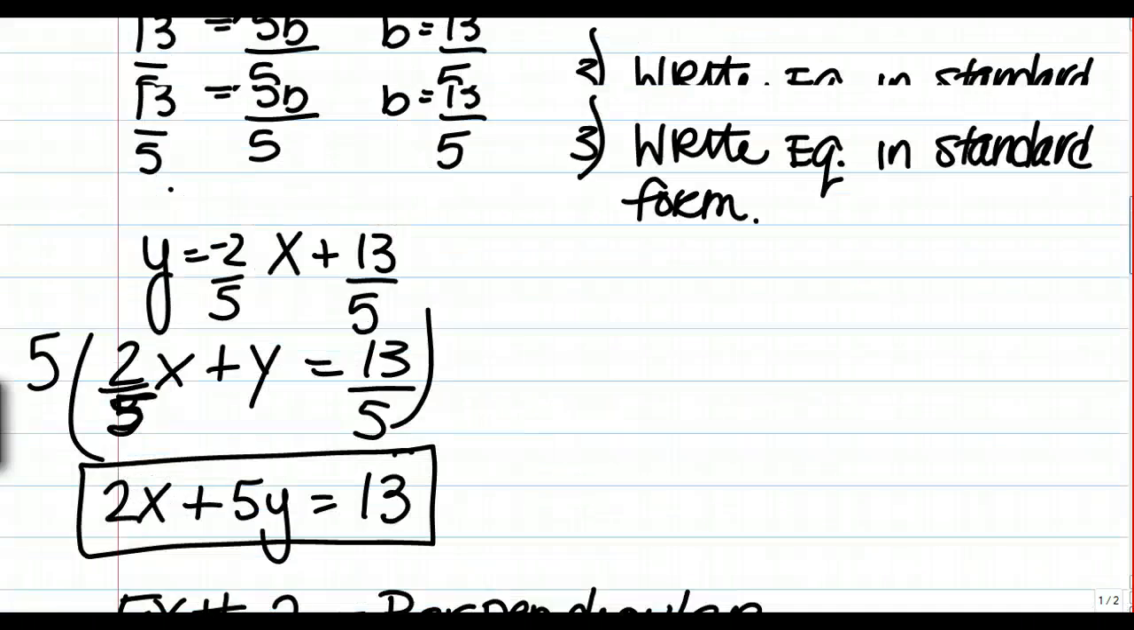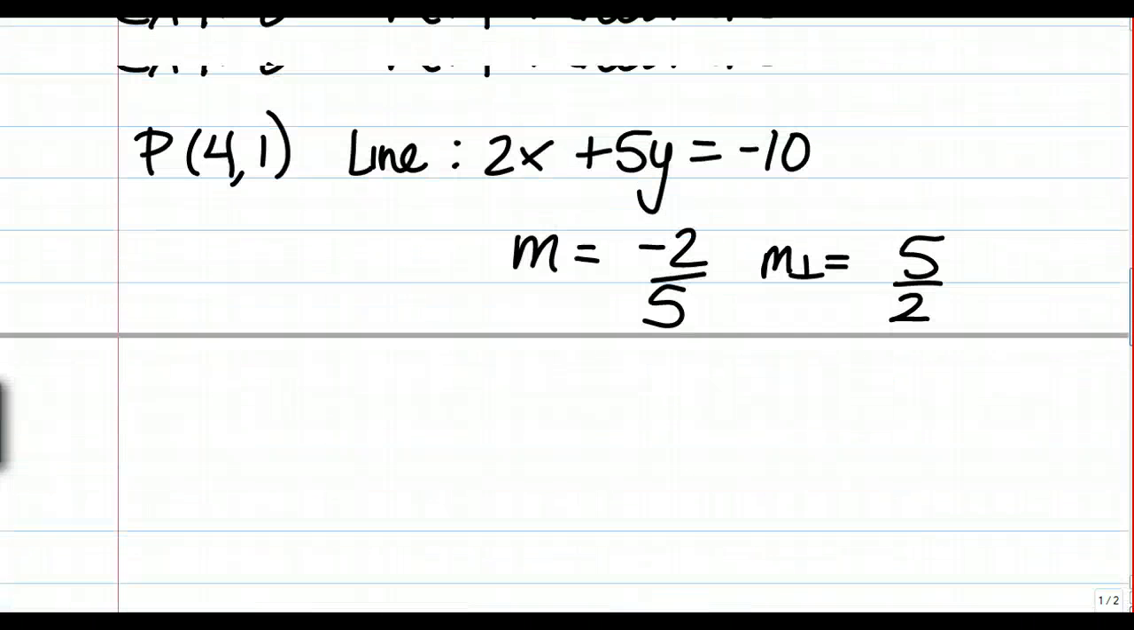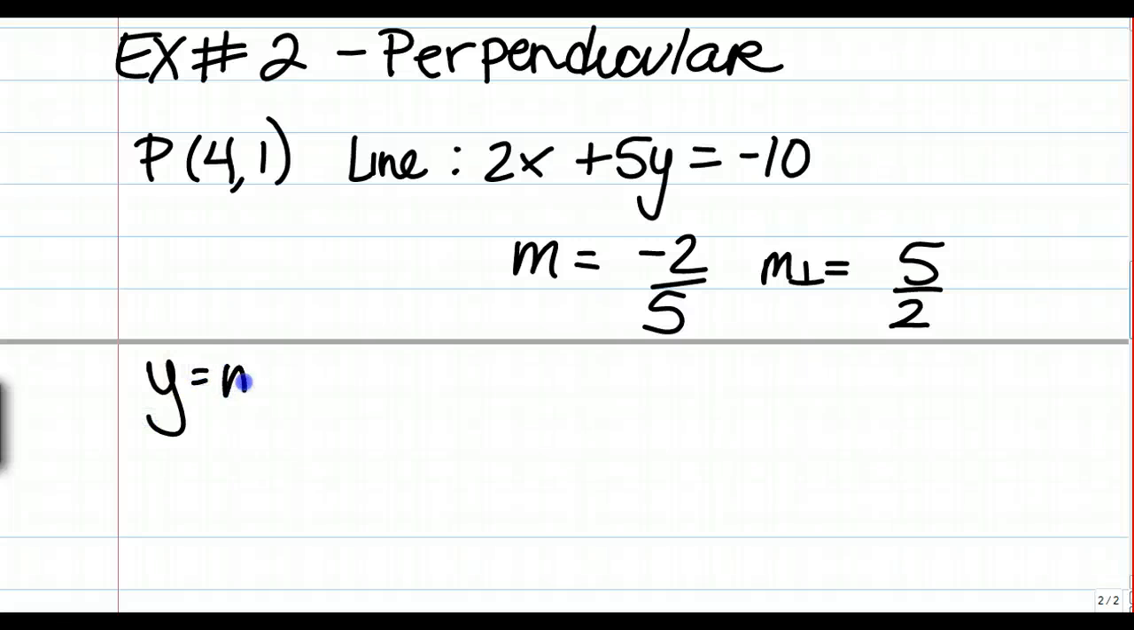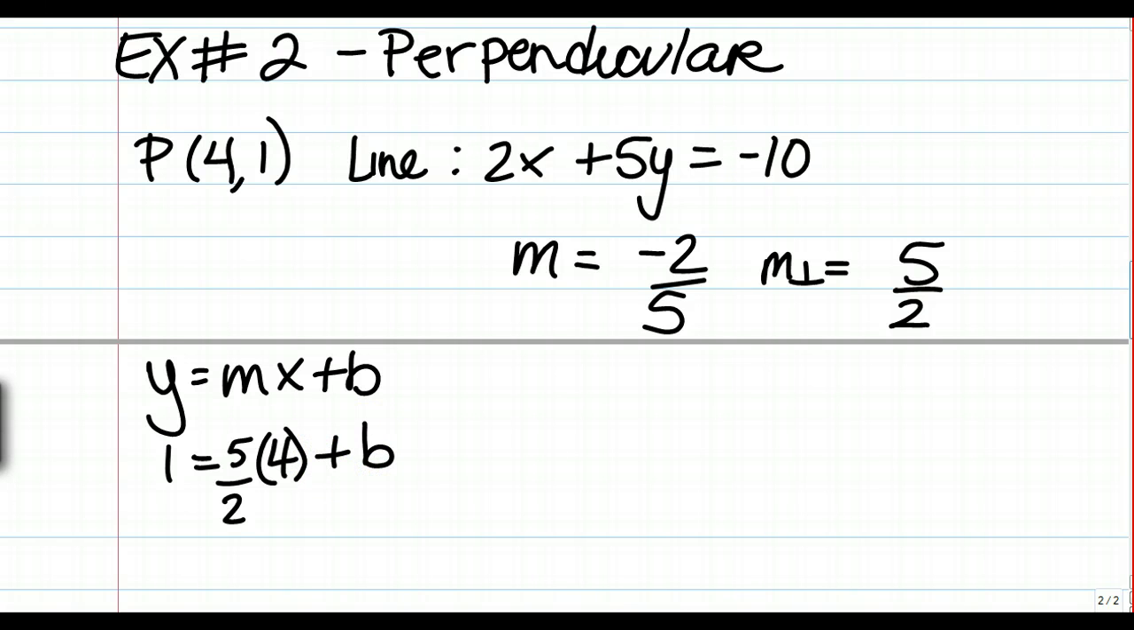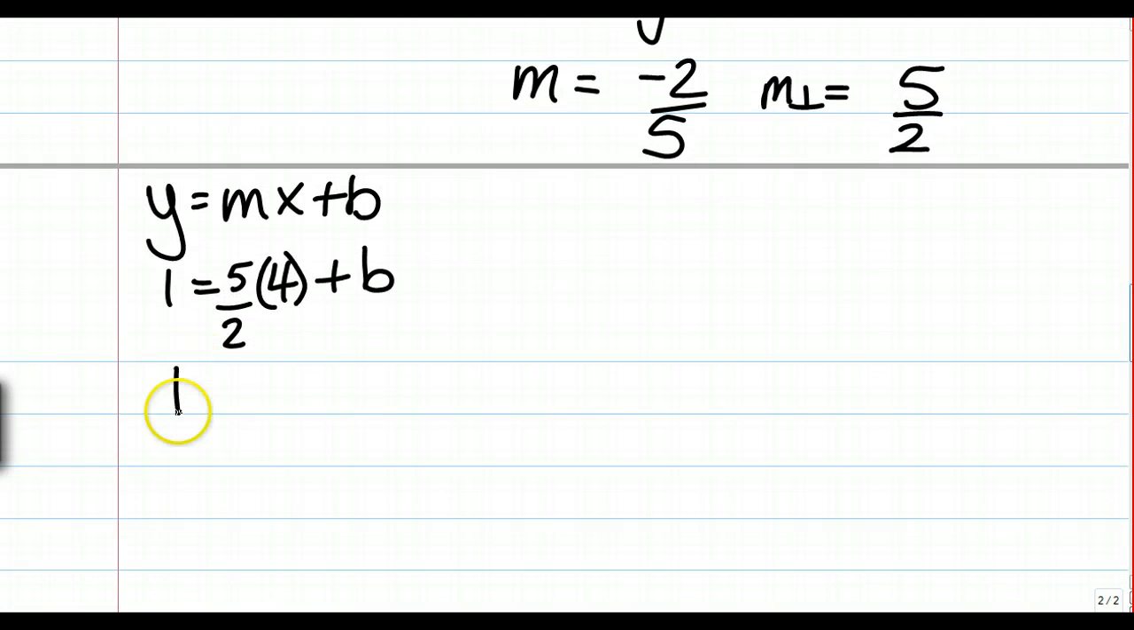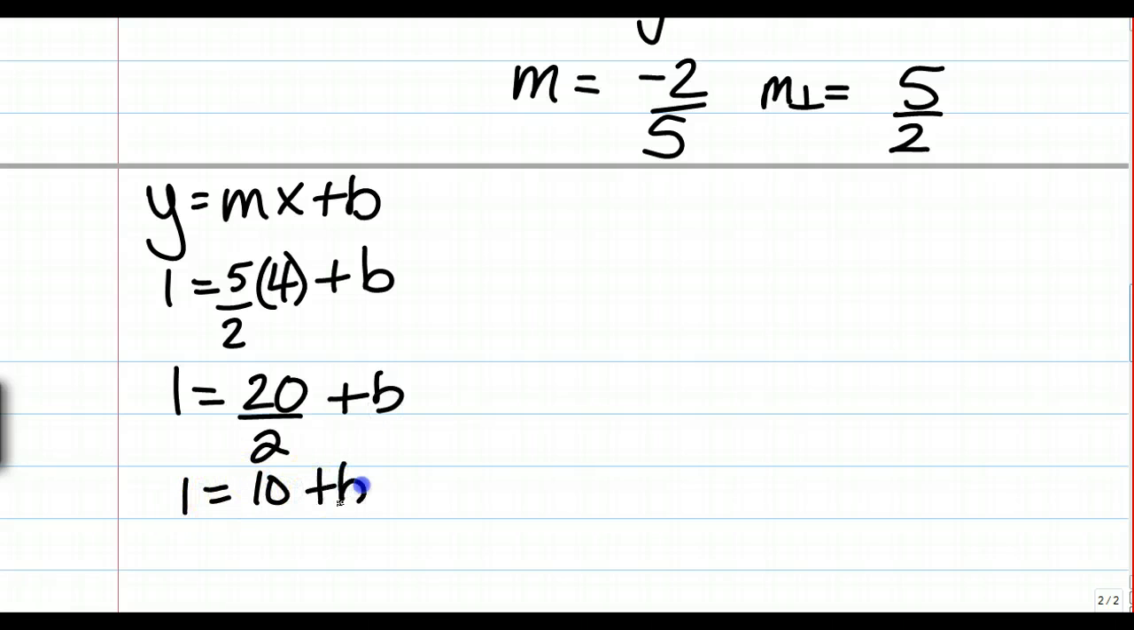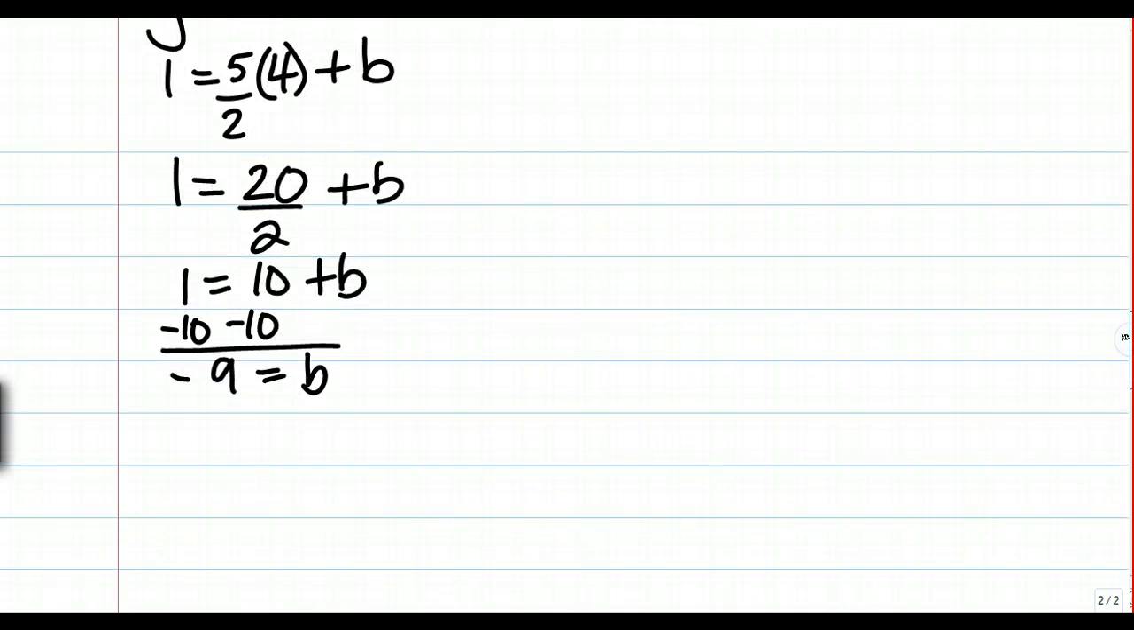Go back, look, what does step 2 say? Plug in point and slope. Okay, so we're going to plug in our point. We're going to use y equals mx plus b. We plug in the point and our perpendicular slope, which is 5 over 2, and we have to find b. I'm going to have 1 equals 20 over 2 plus b. 2 goes into 20 10 times. Subtract 10 from the other side. -9 equals b. So I found my b, so now I can write the equation.